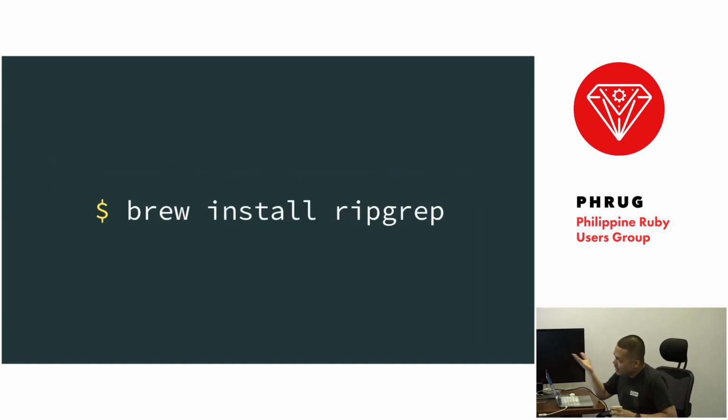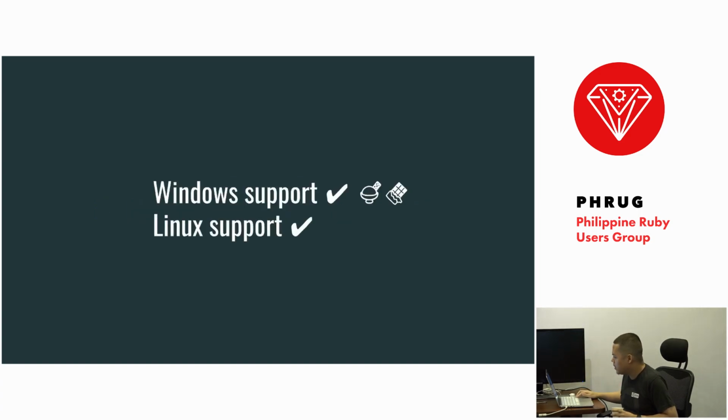So yeah, if you're using Mac, it's similarly very easy. Just brew install, and it also has Windows support and Linux support. So that's ripgrep.